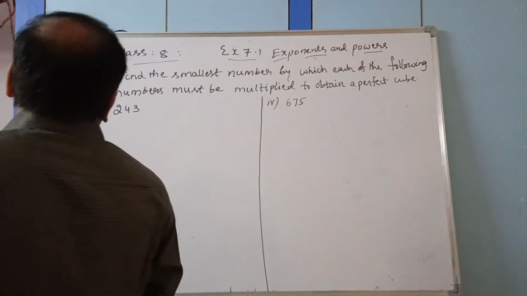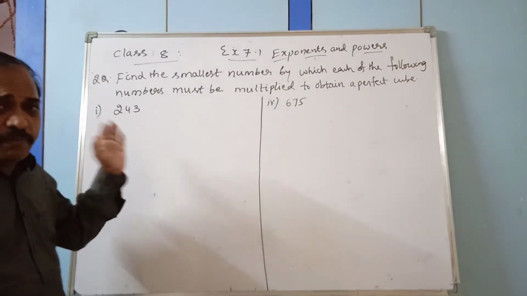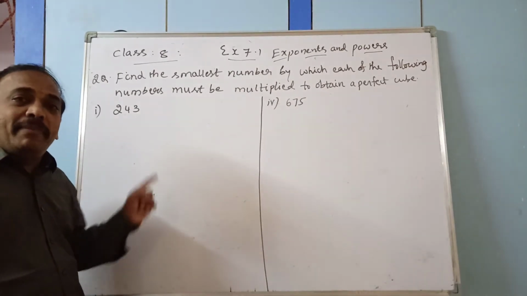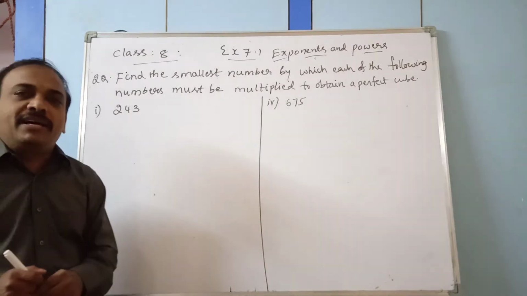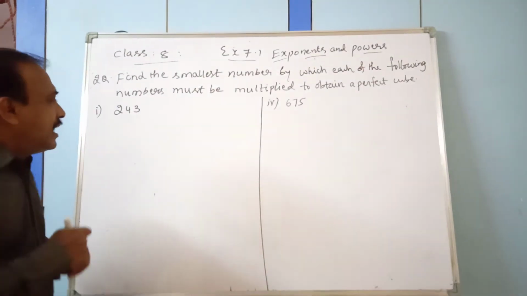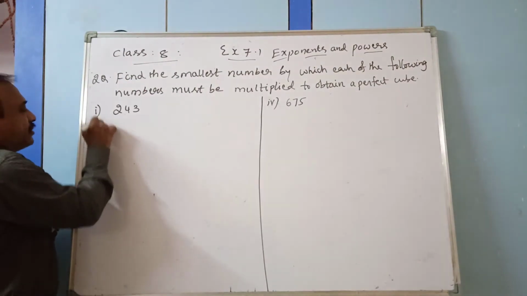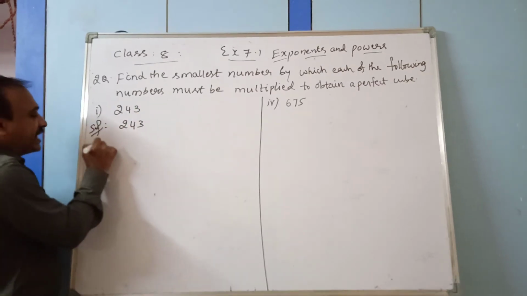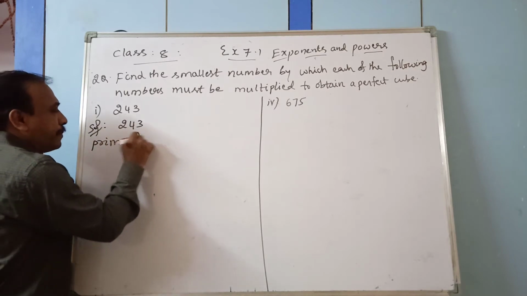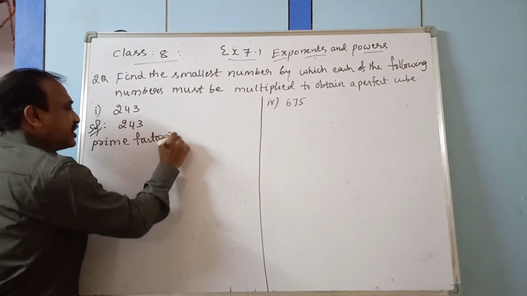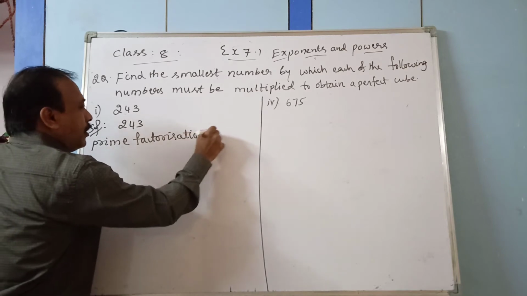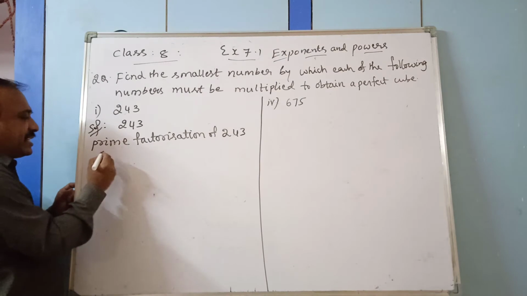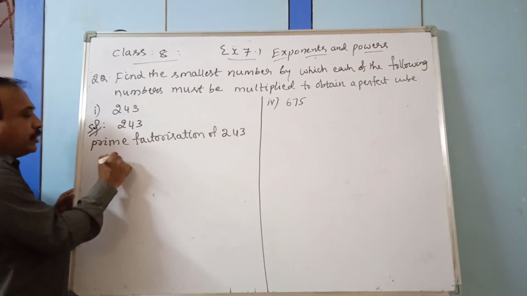First is 243. This number is not a perfect cube, but we have to make it a perfect cube by multiplying with the least number. Now see the solution. Given 243. First we are going to do the prime factorization of 243.